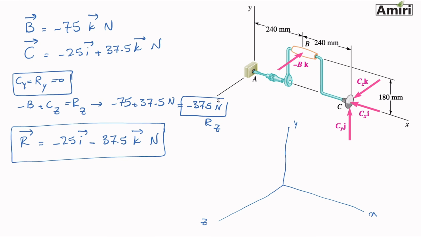So let me switch colors a little bit. There we go. The x component of it is minus 25. And then it has a minus 37.5 in negative k direction. A little bit larger than that. So minus 37.5. And there is no j component. So all of these forces, the Cx, Cy, Cz, and B, will result in a force that's kind of like that. This is my R, okay?